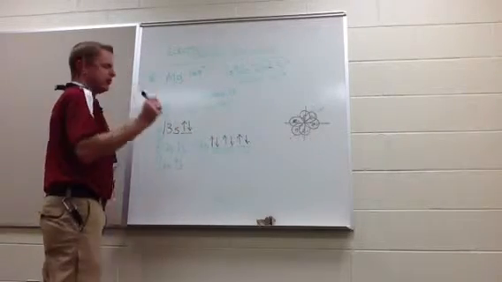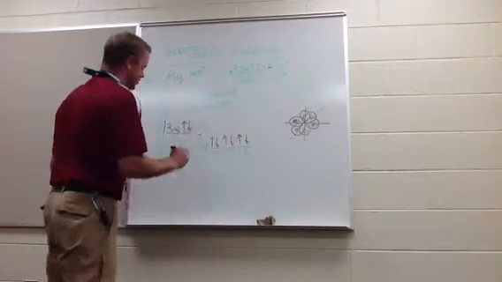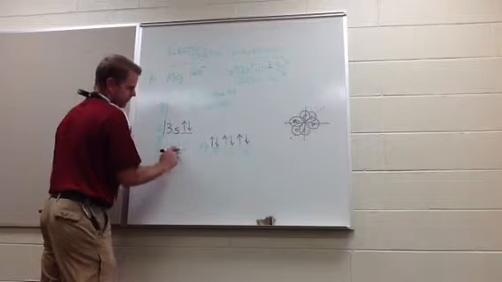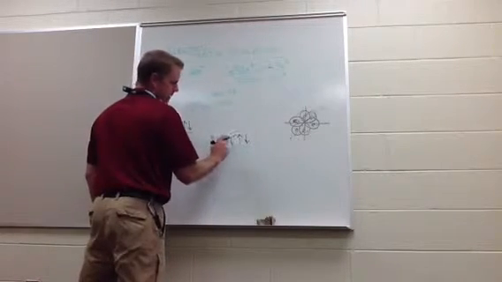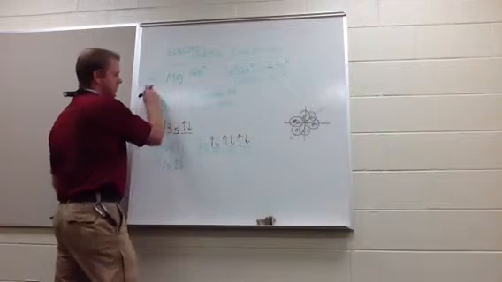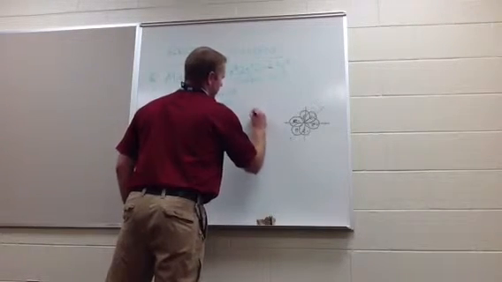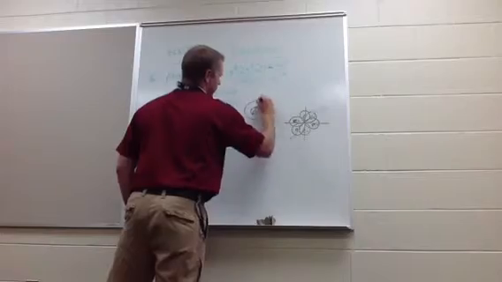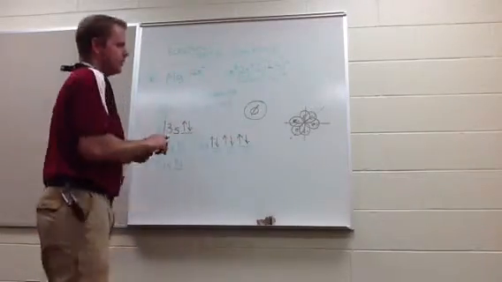So to finish the question, how many unpaired electrons are there? Well, this is paired, paired, paired, paired, paired, paired. So the answer to question number 6, how many unpaired are there? The answer is 0. There are no unpaired electrons.